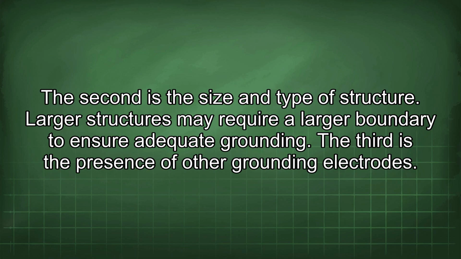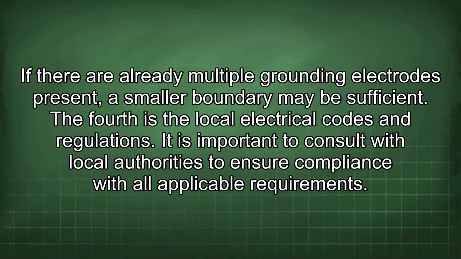The second is the size and type of structure. Larger structures may require a larger boundary to ensure adequate grounding. The third is the presence of other grounding electrodes. If there are already multiple grounding electrodes present, a smaller boundary may be sufficient. The fourth is the local electrical codes and regulations. It is important to consult with local authorities to ensure compliance with all applicable requirements.